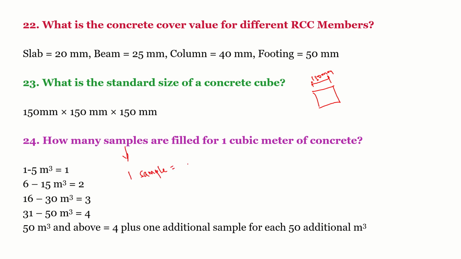One has to remember one important point here. One sample means three cubes. Which means if I am making concrete with a volume between 1 to 5 meter cube, it's one sample, meaning I have to cast a minimum of 3 cubes.